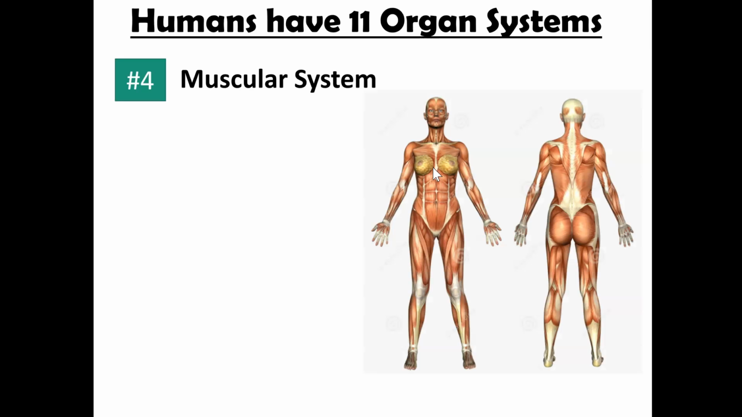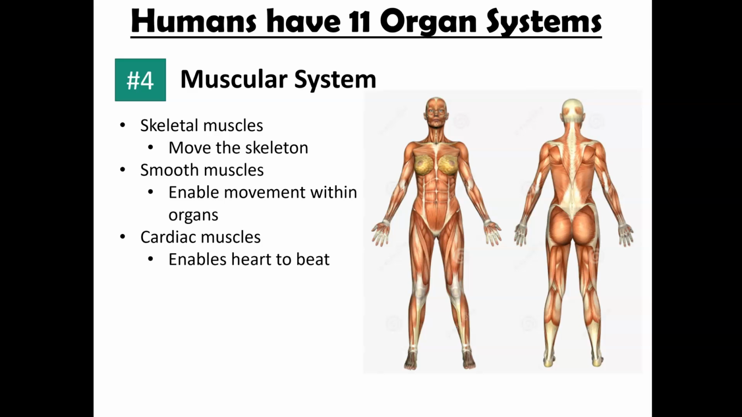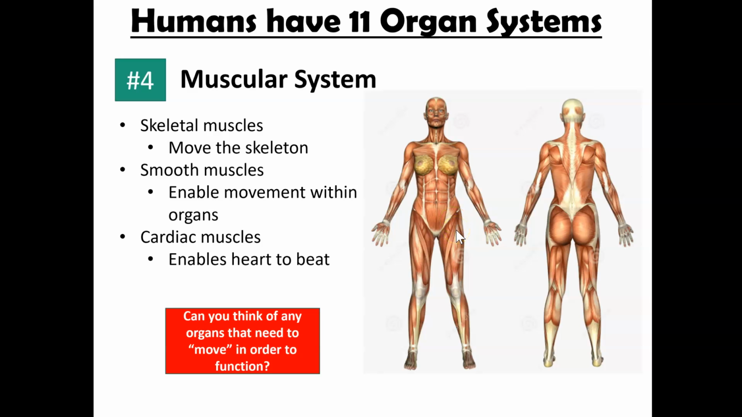Number 4, the muscular system. Okay, the skeletal muscles are the ones that move the skeleton. The smooth muscles enable movement within the actual organs. And then there are cardiac muscles that are within your heart, for example, that allow your heart to continually beat. Can you think of any organs that need to move in order to function?